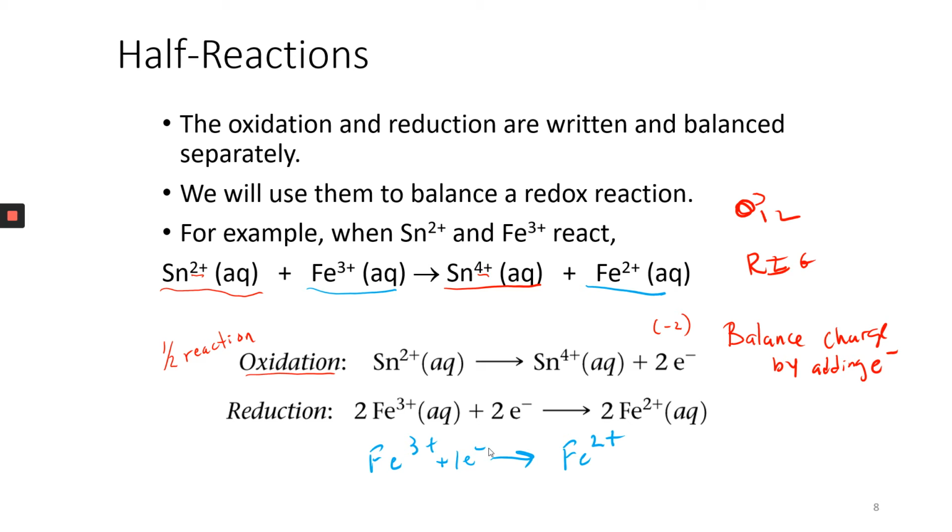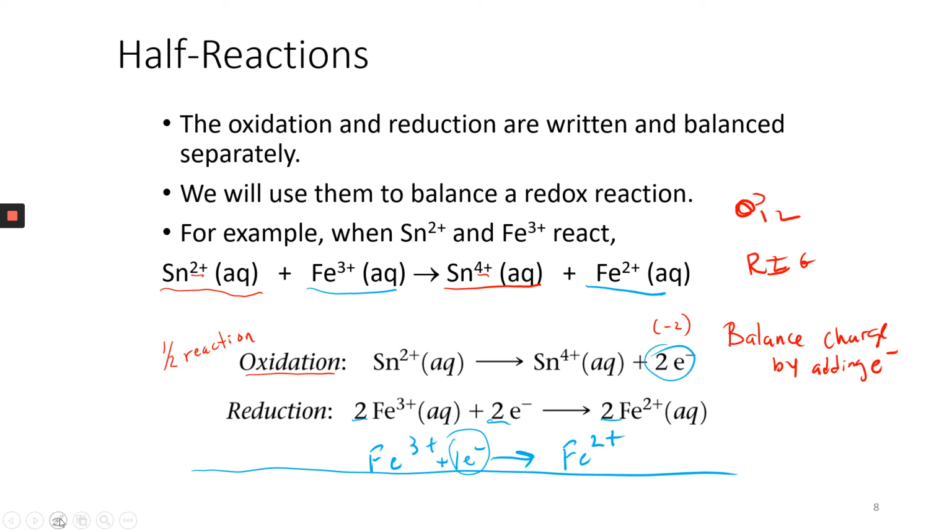Now, when you're done balancing your 2 half reactions, you have to add them back together. When you add them back together, your electrons have to cancel out, which means you need to have the same number of electrons on both sides of the reaction. So this only has 1 electron, and this has 2. So what you have to do is multiply this whole reaction by 2, and that's what they did here.